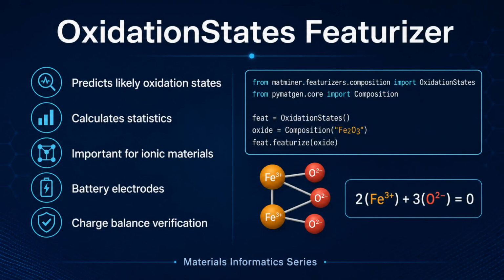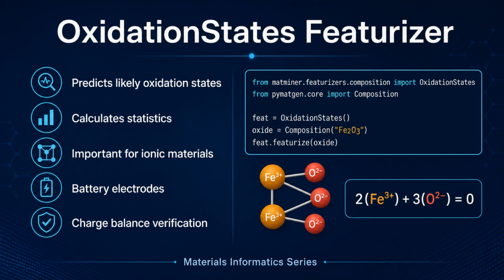The oxidation states featurizer predicts likely oxidation states for each element and calculates statistics. It's particularly important for ionic materials, battery electrodes, and catalysts where charge state affects properties. Note that the composition must carry oxidation states first.